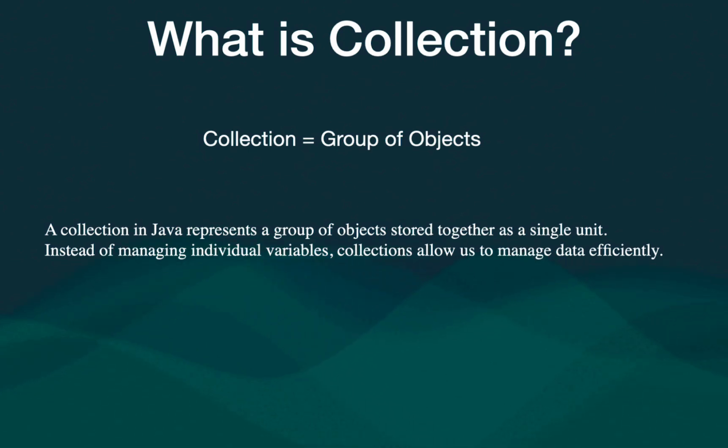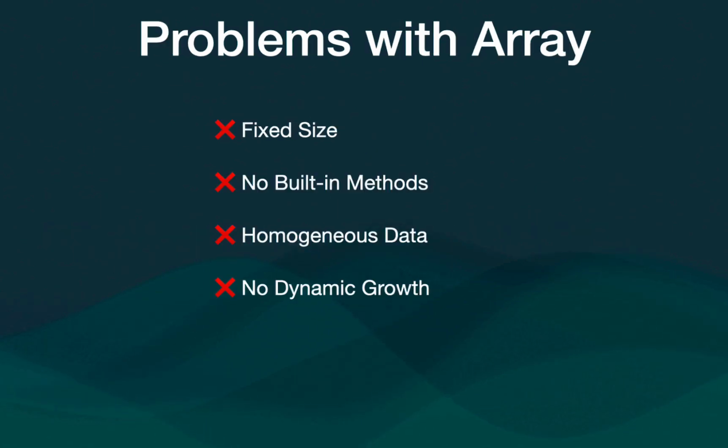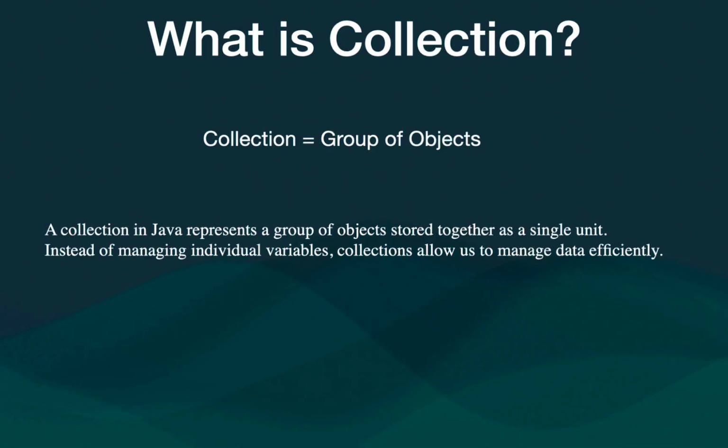So you have multiple elements, let's say integers, and you want to group them into one collection, or you have strings or objects, we can store them together. If you see the definition on the screen, a collection in Java represents a group of objects stored together as a single unit. Instead of managing individual variables, collections allow us to manage the data efficiently. Okay, I hope this is clear now. Let me give some examples.